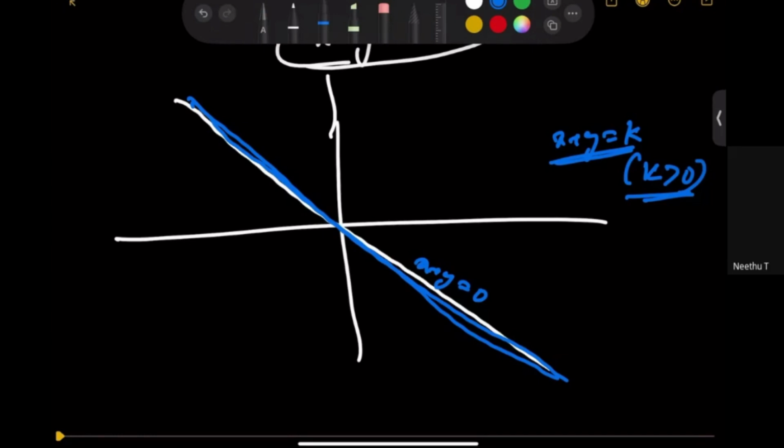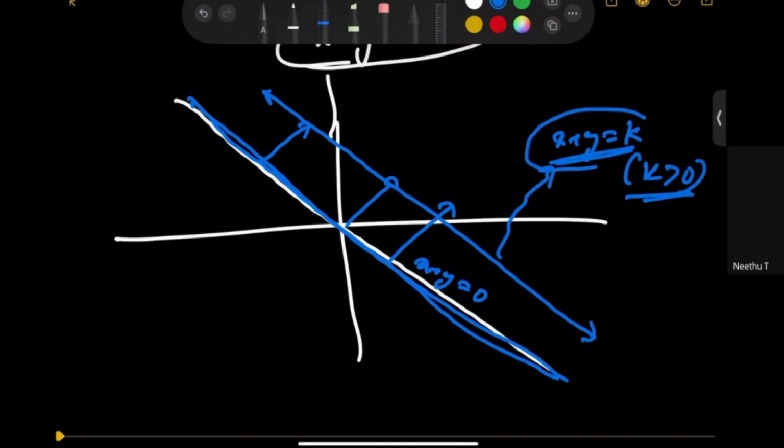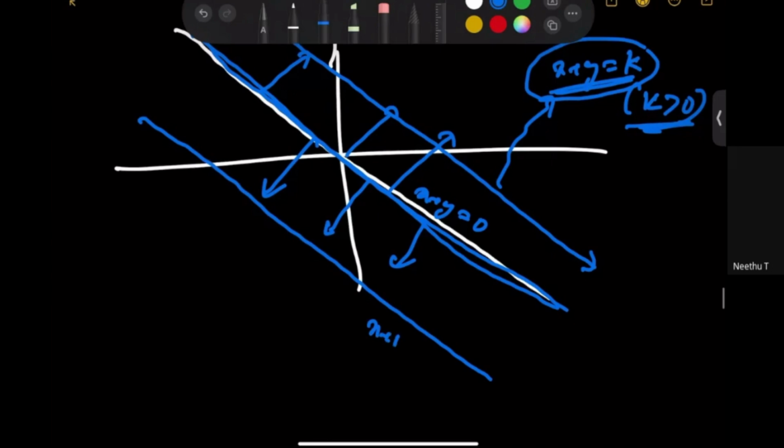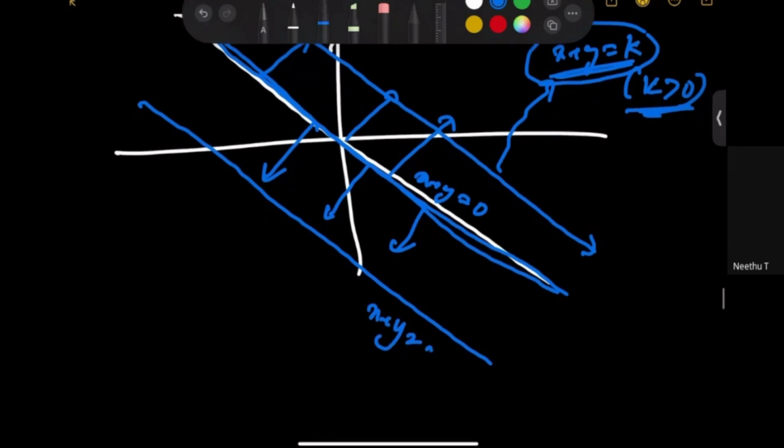And that will happen if you move in this direction. Correct? If you have a line parallel to this, then the equation of that line would be x plus y equal to k, where k is positive. And if you move this line in this direction and keep it parallel, then the equation would be x plus y equal to, instead of k, I'll take m. So the equation of this line would be x plus y equal to m, where m is negative now, right?